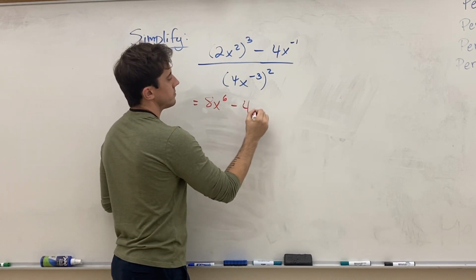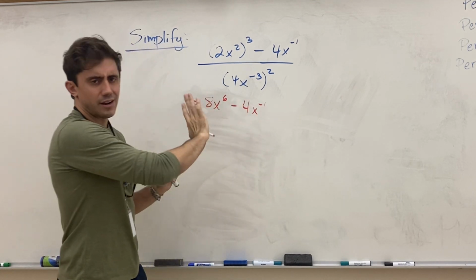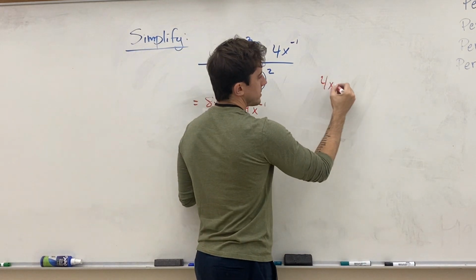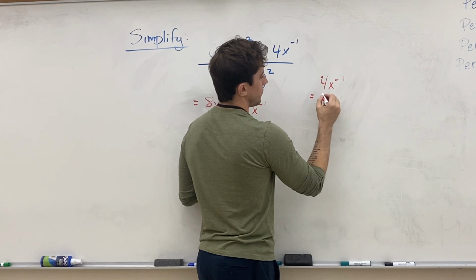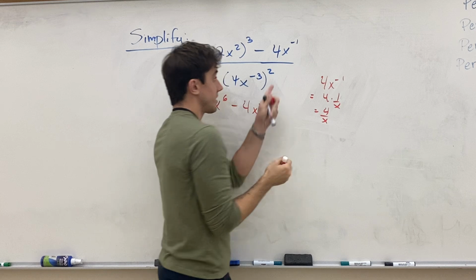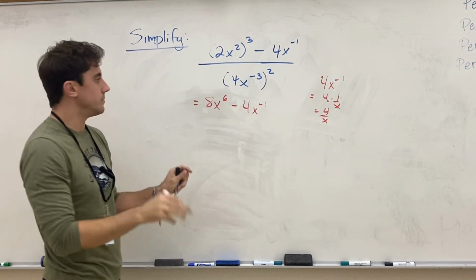Minus 4x to the negative 1. I'll leave that alone for now. You could write this as 4 over x, right? 4x to the negative 1, we know, is 4 times 1 over x, which is simply 4 over x. You could write it that way if you want to. I'm going to leave it as is for now, okay?